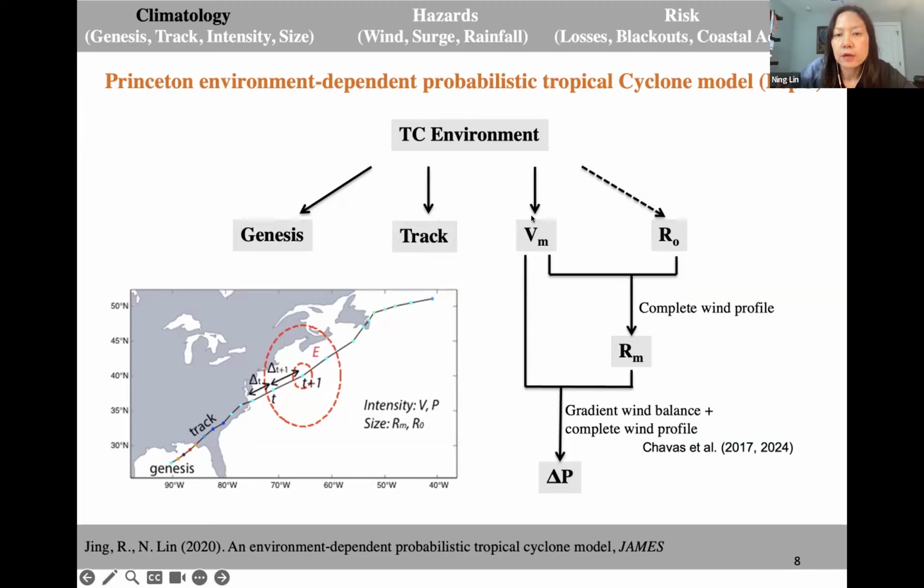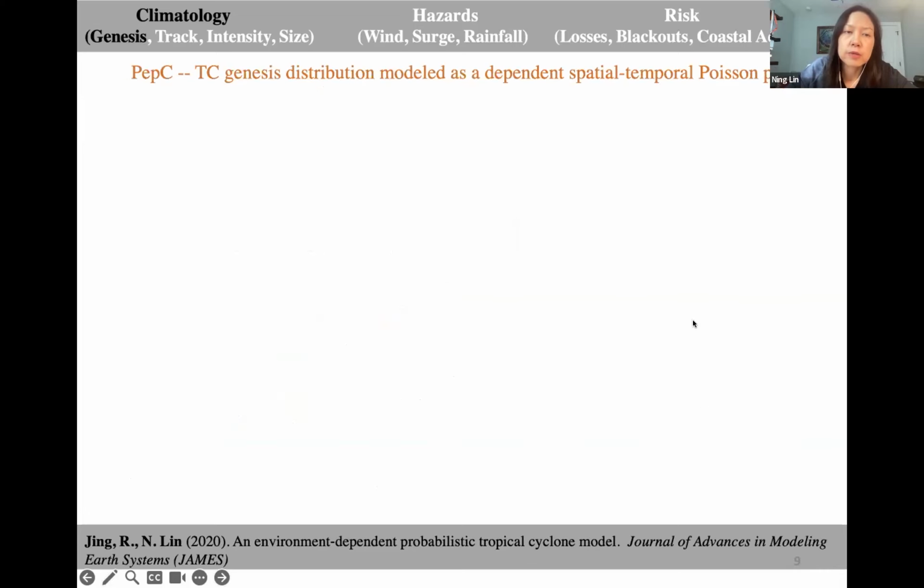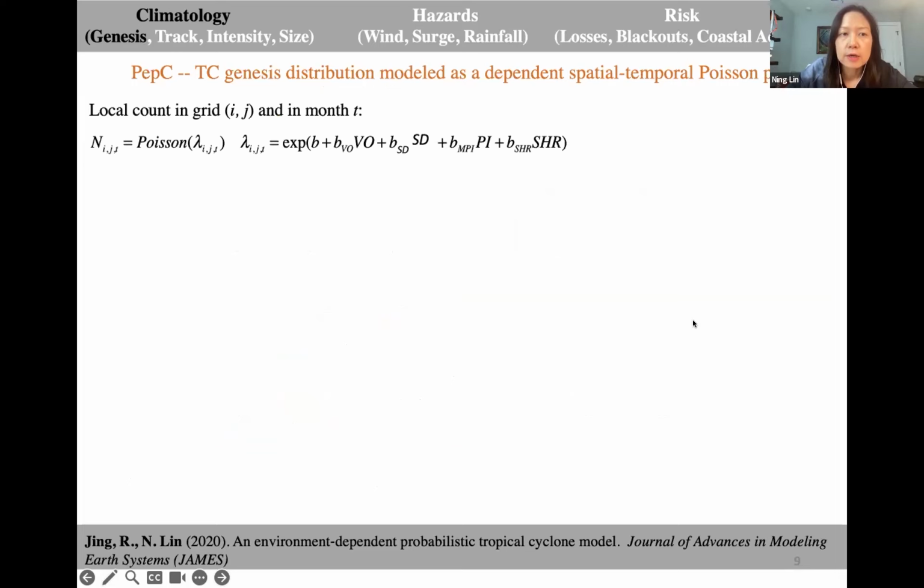Then given the wind speed and outer radius, we can capture the radius of maximum wind using a physical wind profile. And then with the maximum wind and radius of maximum wind, we can calculate the pressure deficit. Those are the parameters that characterize a storm. Then with GCM-simulated future climate conditions, we can use this model to simulate the storms very efficiently and consistently. So first, for the genesis, we model TC genesis as a dependent spatial temporal Poisson process.